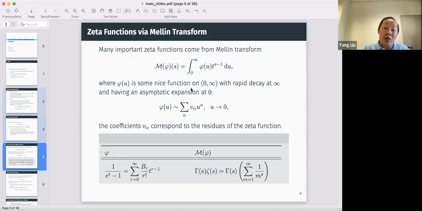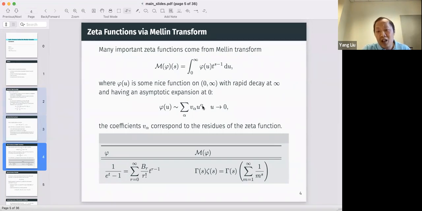Basically, it transforms the asymptotic behavior of this phi. Phi is a nice function on the positive real line. You have asymptotics at zero and infinity. Here we assume phi has a rapid decay at infinity, so the infinity side is fixed, it's nice. And then at zero we assume we have this asymptotic expansion.